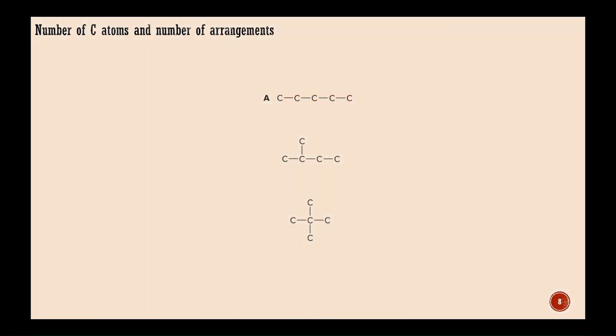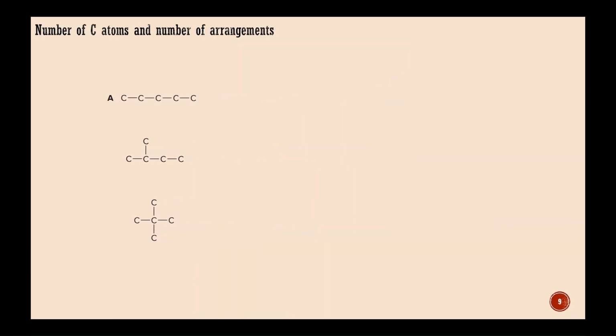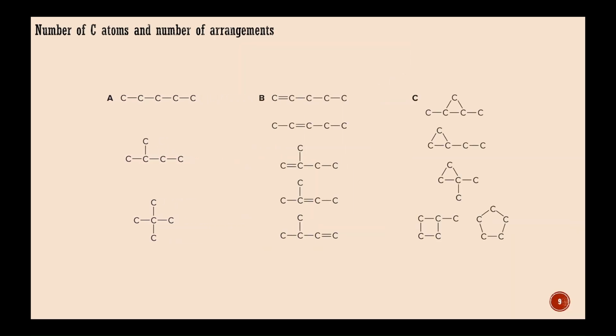As the total number of carbon atoms increases, the number of possible arrangements increases as well. For instance, 5 carbon atoms joined by single bonds can be arranged in 3 different ways, 6 carbon atoms in 5 ways, 7 carbon atoms in 9 ways, 10 carbon atoms in 75 ways, and 20 carbon atoms in more than 300,000 ways. If multiple bonds and rings are included, the number of possible arrangements increases even further.